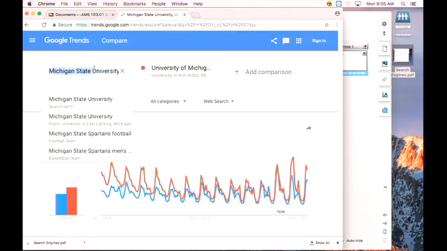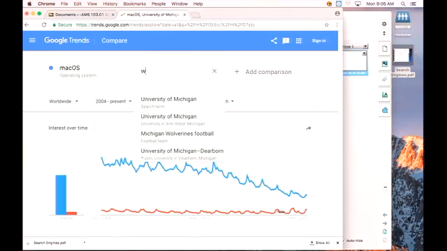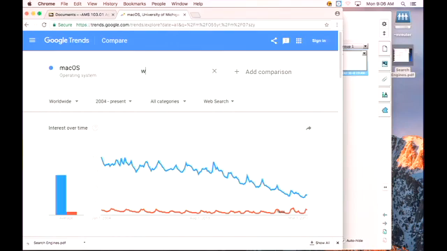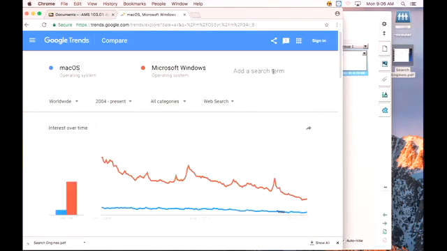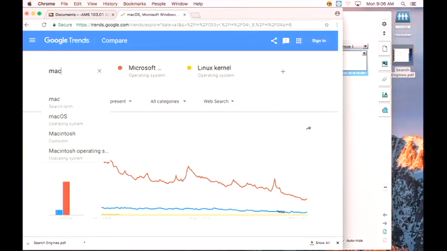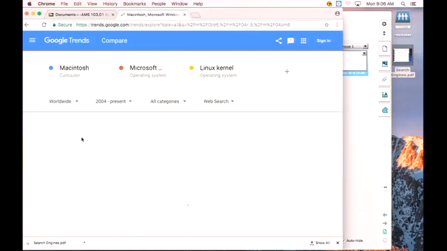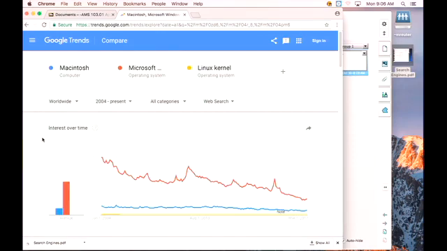Mac versus Windows. Okay, there's a fight waiting to happen. Mac is more popular than Michigan. Good. Windows. Okay, and just for fairness. Well, it actually had something back 10 years ago. Well, I tried to do operating system across all three. Okay, so just Macintosh. Doesn't really make that much of a difference.